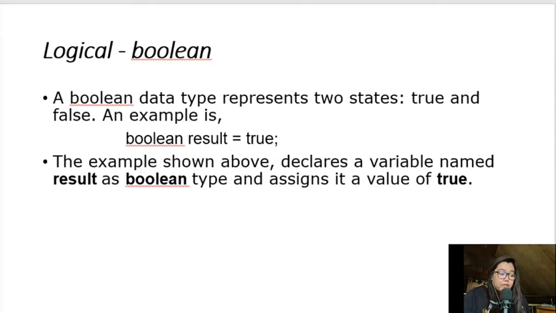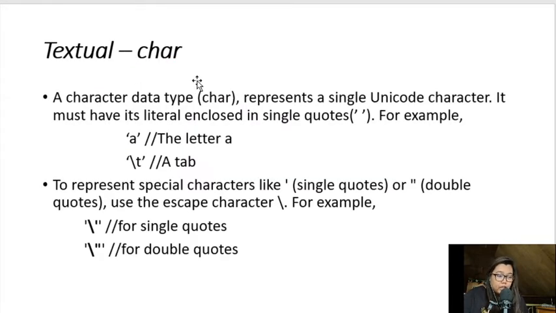Next we have textual, or character. The character data type represents a single Unicode character. Basically, it's just one character. It must have its literal enclosed in single quotes. For example, the letter A, and \t, which is a tab. To represent special characters like a single quote or double quote, we use the escape character first. I encountered in your activity a problem using the slash, because it can't be used directly. You need to enclose it with a slash again, or the quote as well.